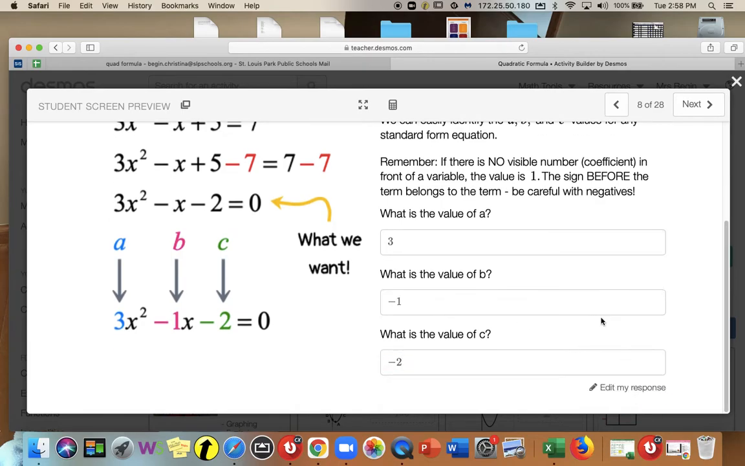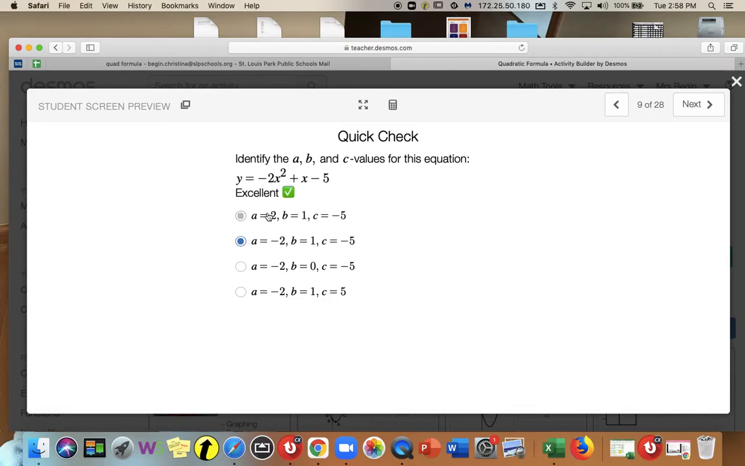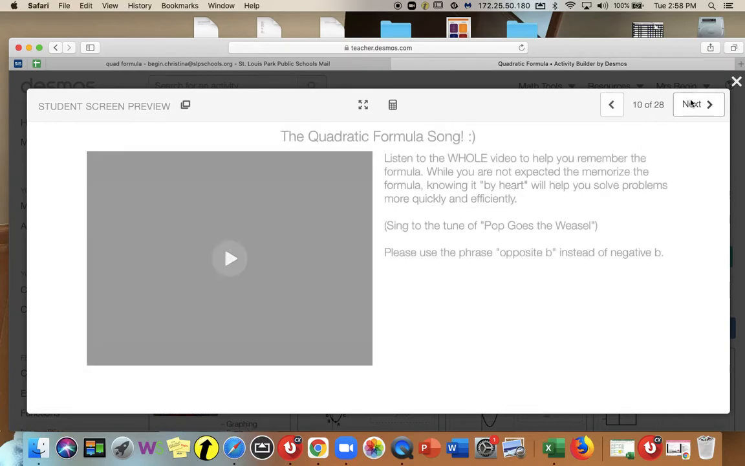Does it tell us if we're right? No. Okay, so let's practice finding a, b, and c. Assume that this equals 0 right here. There's nothing on the one side. So a is the number in front of the x squared, b is the number in front of the x, c is the number by itself. So we're looking for negative 2, 1, negative 5. It would be this one right here. Oh, it tells us if we're right.